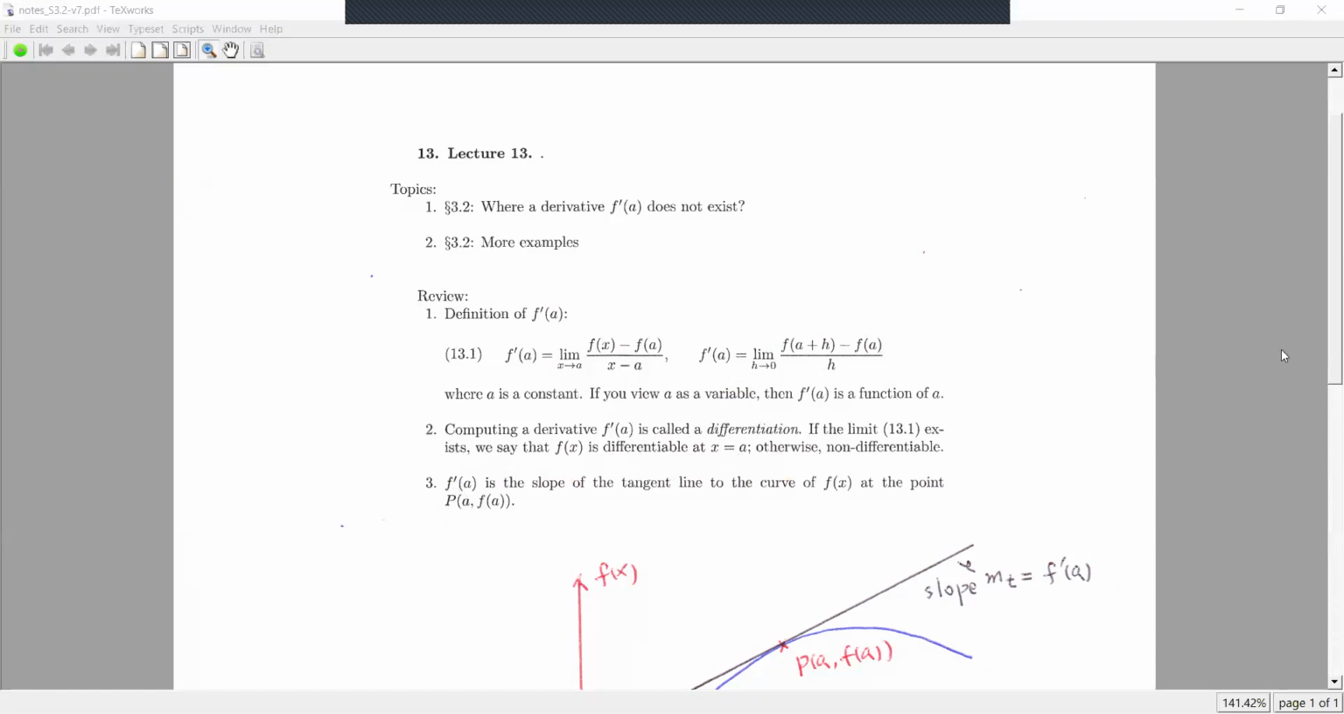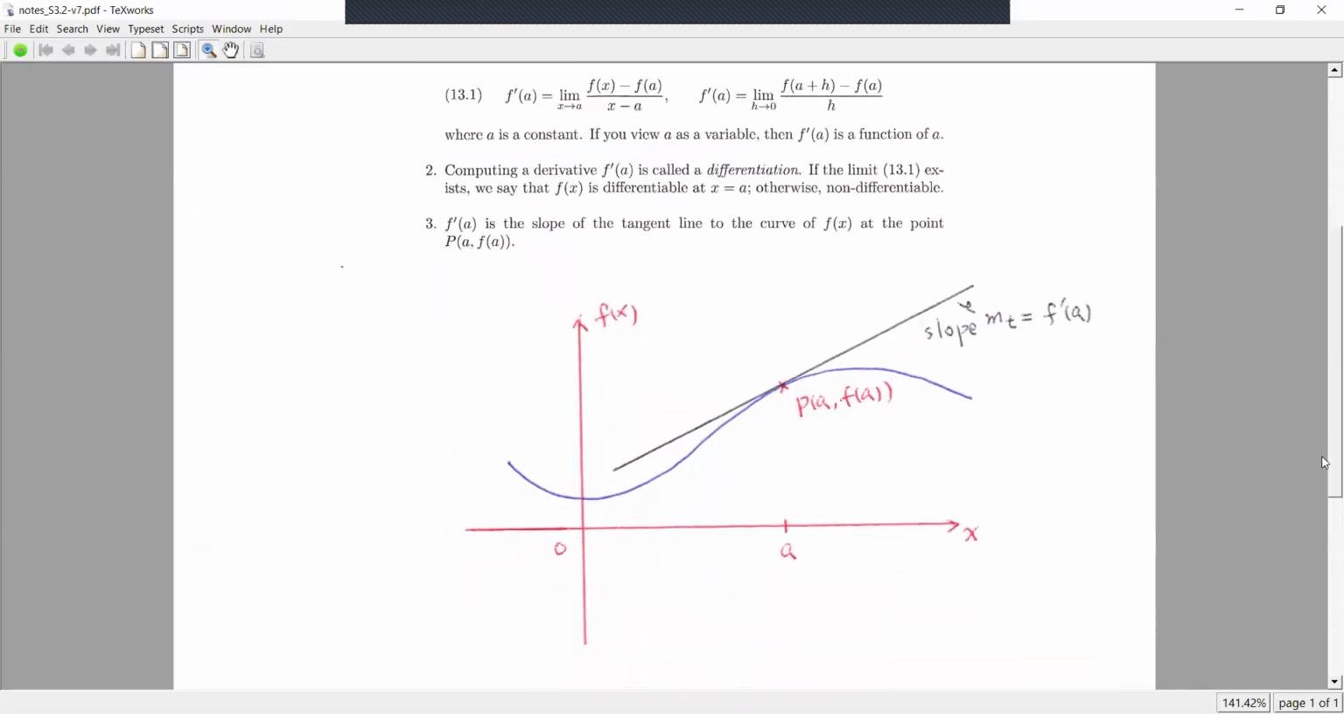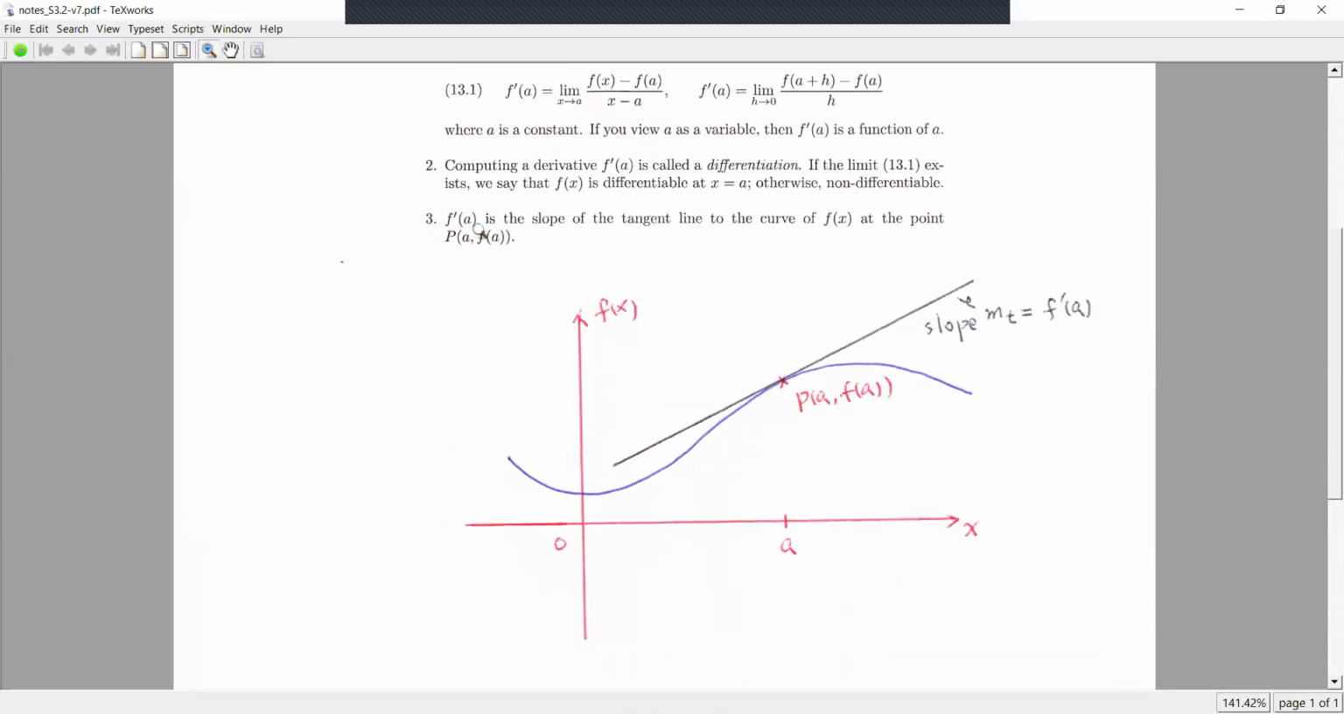Review number 3. Derivative at a point A is the slope of the tangent line to the graph of the function f at this point. This point, the x-coordinate is A. Y-coordinate is function value at A because this point is on the graph of the function f.